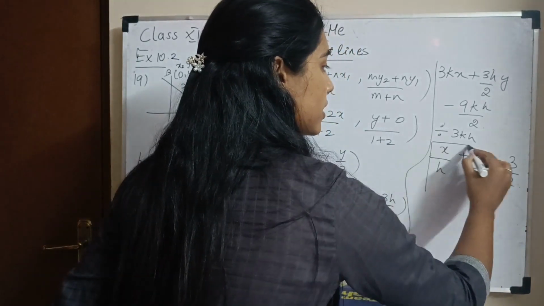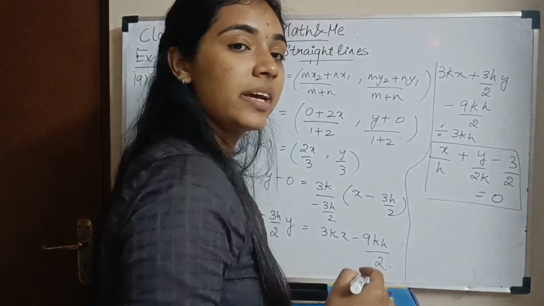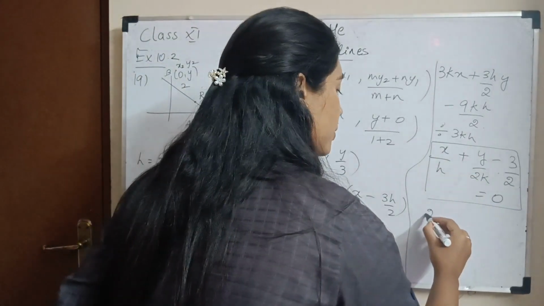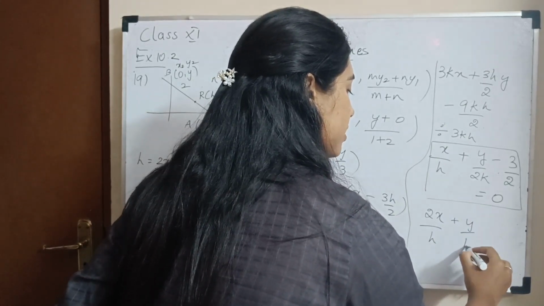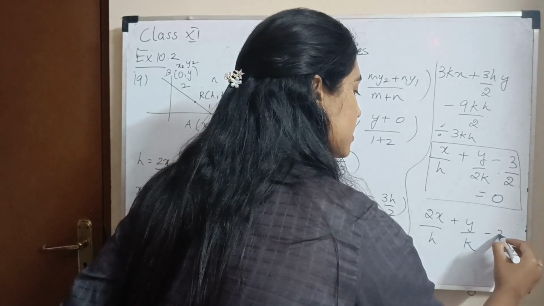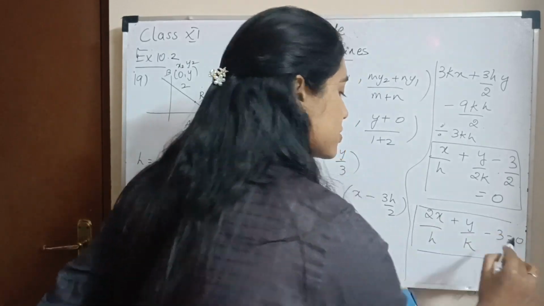So this is your equation. You can even further simplify it by multiplying the whole fraction by 2. So what do you get? 2x divided by h plus y divided by k minus 3 equals 0. Okay, this is your final equation.